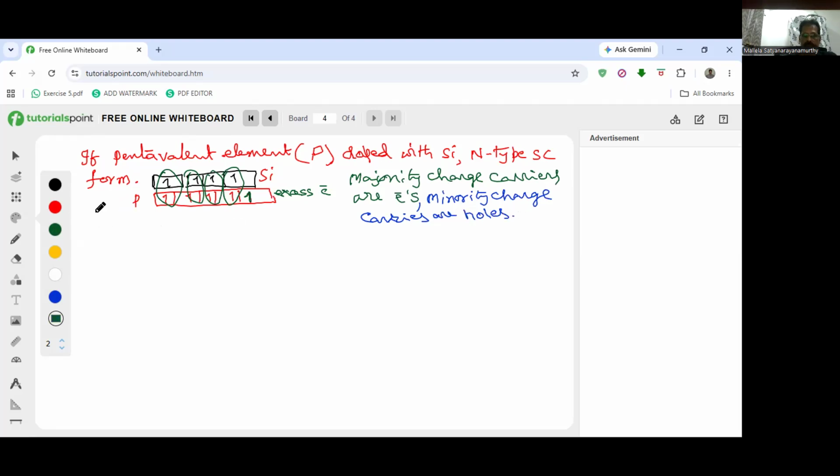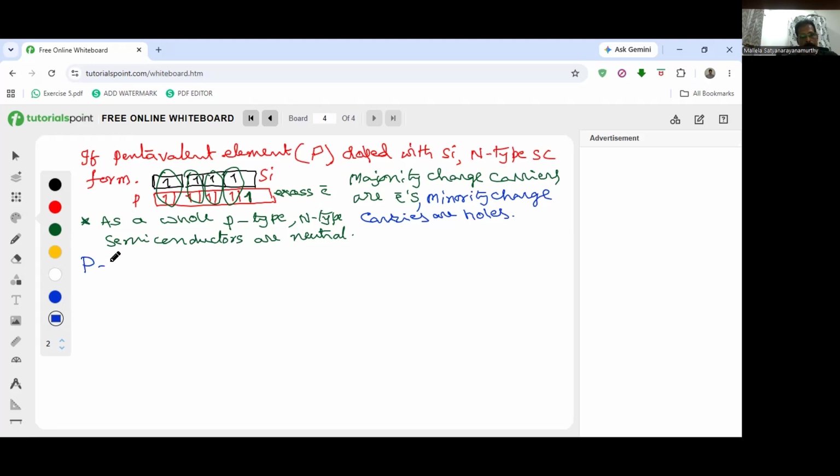Very important. And one thing I want to tell: as a whole, P-type and N-type semiconductors are neutral. P-type and N-type semiconductors are neutral as a whole. This is a very, very important concept that I want to explain.